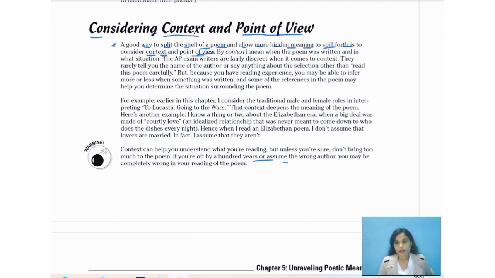All right. Now try not to bring too much context into the poem because it will help you to assume things. Okay, it will not help you to understand exactly, but it will help you to assume things. So we may not know whether our assumption is correct or not. It can be completely wrong, it can be completely correct. So try not to bring that much context into your thinking, but obviously a little context is required, all right?